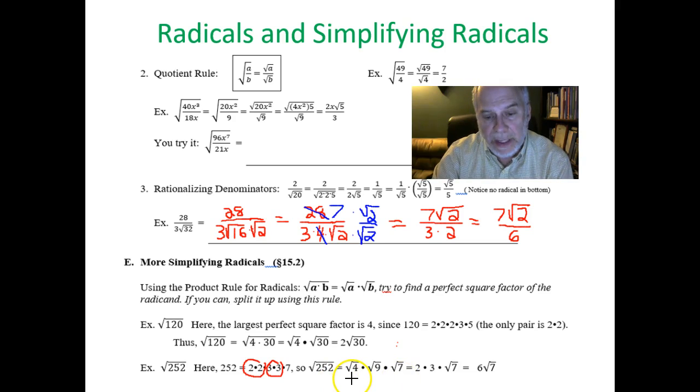Now I can go ahead and take the square root of 4, that becomes 2, and I can take the square root of 9, that becomes 3. I don't need the radical anymore. Once I take the square root, I just write the plain number. So square root of 4 becomes 2, square root of 9 becomes 3, and then times the square root of 7. So 2 times 3 gives you 6, so you have 6 times the square root of 7 is the final answer.